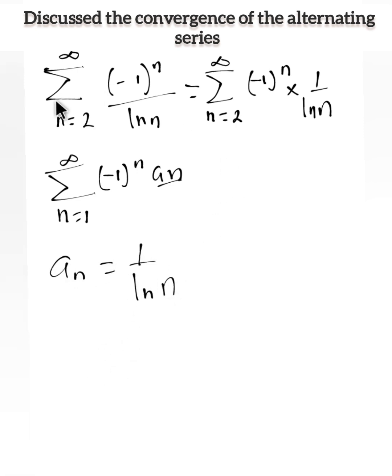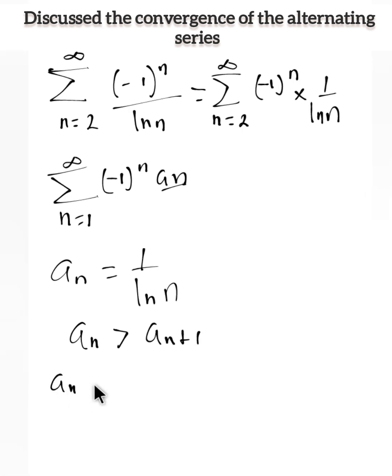There are two conditions for the series to converge. First of all, this sequence must be decreasing, and also the limit must tend to 0. So let's work with decreasing. For it to decrease means that an must be greater than an plus 1. The sequence an is equal to 1 over ln 2 at n equals 2, because we begin from 2. Then 1 over ln 3, 1 over ln 4, 1 over ln 5, to infinity.